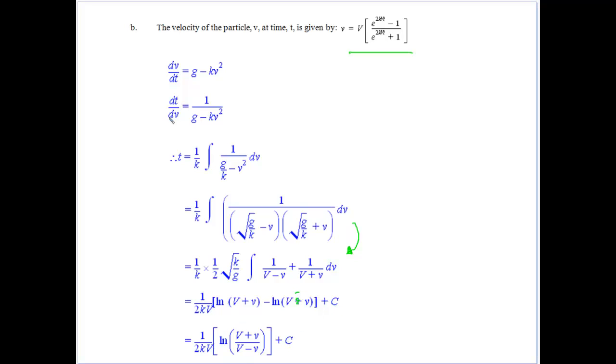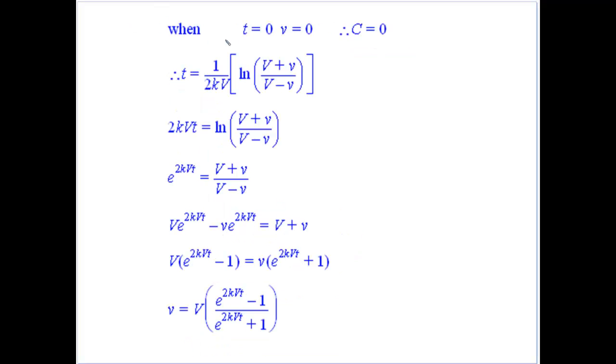So we have our expression plus our constant. And we know when t is equal to 0, velocity is equal to 0, so our constant will work out as 0. That's nice, because we get natural log of V on V, which is natural log of 1, so that's 0. So that's where it comes from. And we get 1 over 2kV, natural log of V plus v over V minus v.